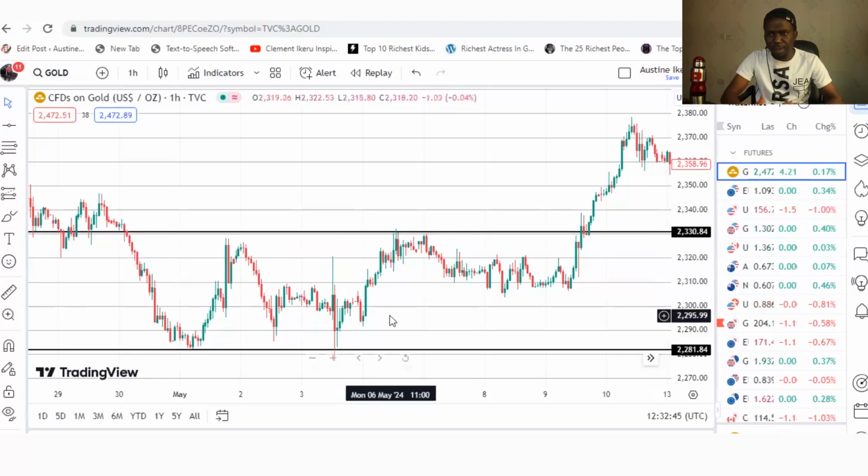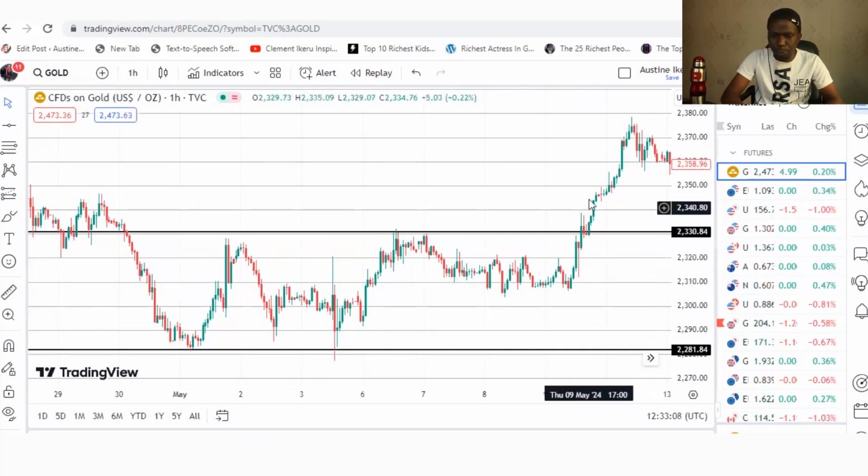So in this scenario, there is an equilibrium between buyers and sellers. The buyers buy from the low, the sellers sell from the highs because the market is consolidating. The buyers and sellers are exchanging price, right? But it's just a matter of time before one of them takes control of the market. Either the buyers or the sellers take control. But in this scenario, the buyers took control of the market.